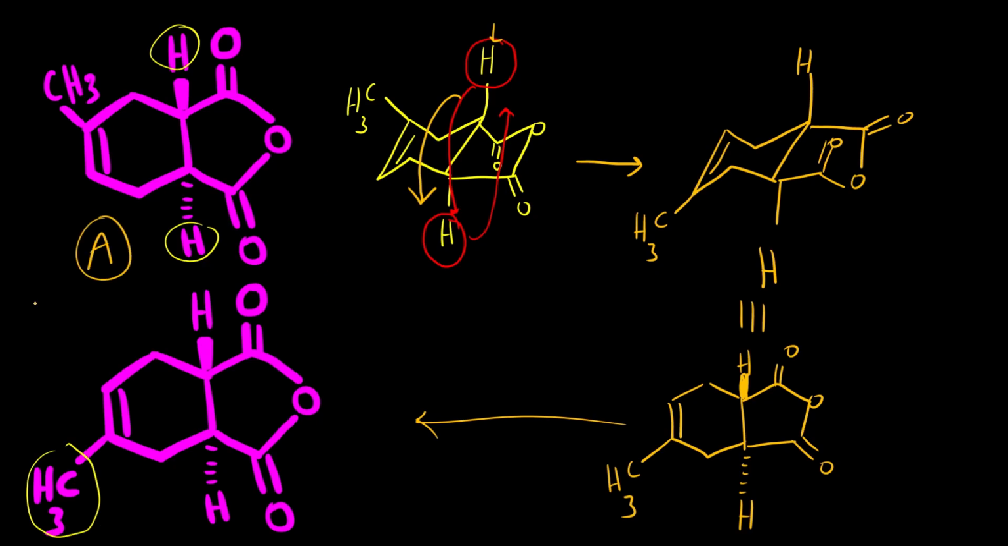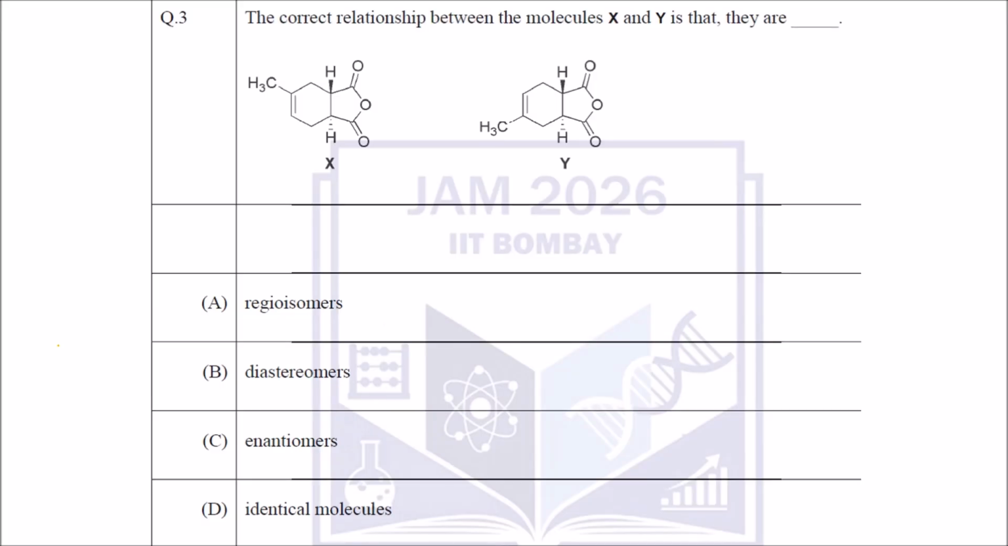So suppose this is A and this is B, then what is the relation between A and B? They are both identical, because A molecule only we rotated, we did an out of plane rotation and we got the structure B. So both are what? Identical. So the correct answer here is what? Option D.